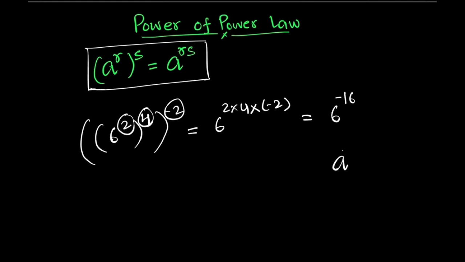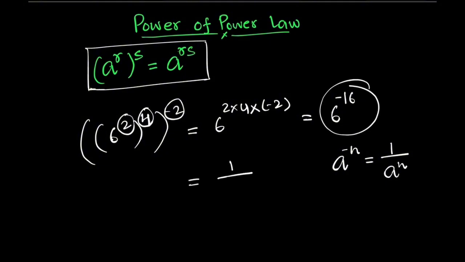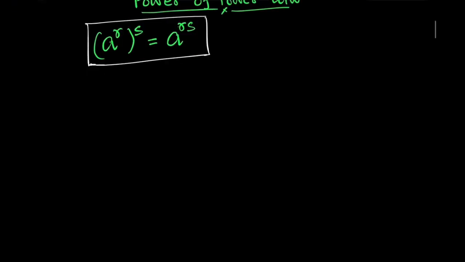And using the rule of negative exponents that says a^-n is equal to 1 divided by a^n, I can write this as 1 over 6^16. So the power becomes positive when you take it down in the denominator. So this law allows us to multiply any number of exponents provided the base is the same.